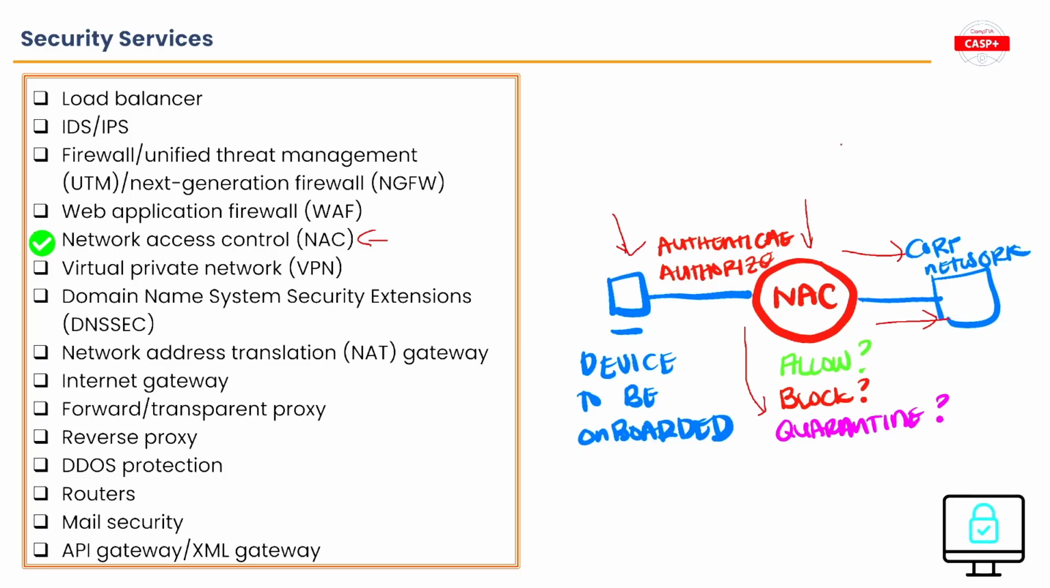In Cisco, they have Cisco ISE, or Identity Services Engine, which is being used as a NAC as well.